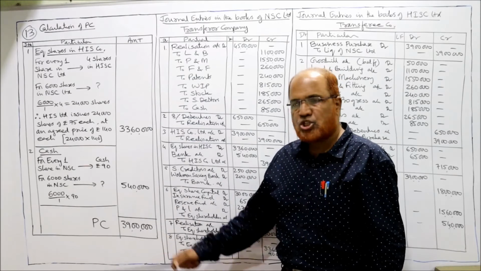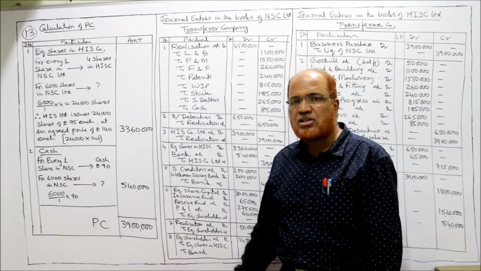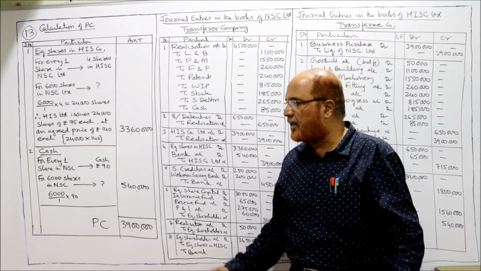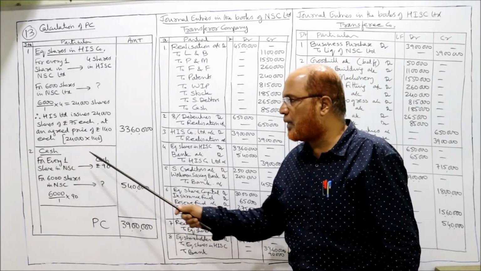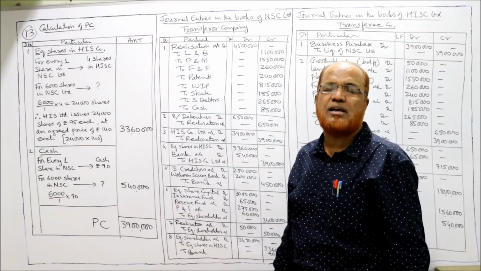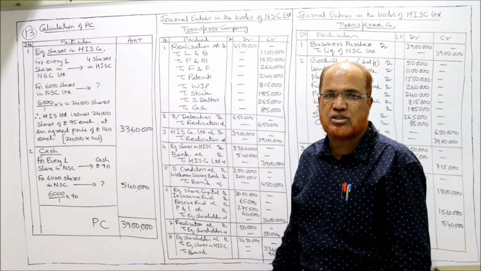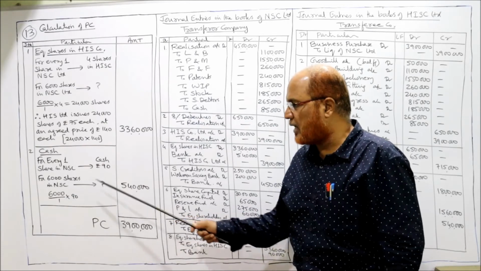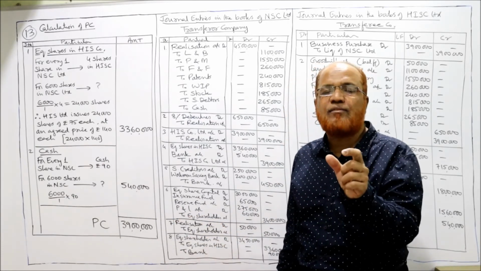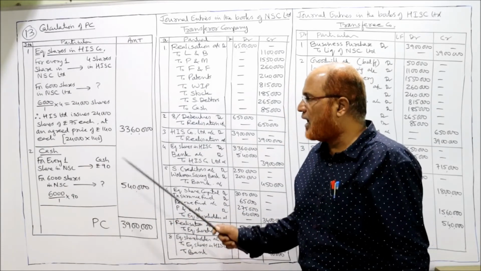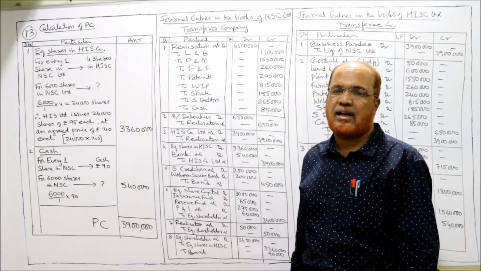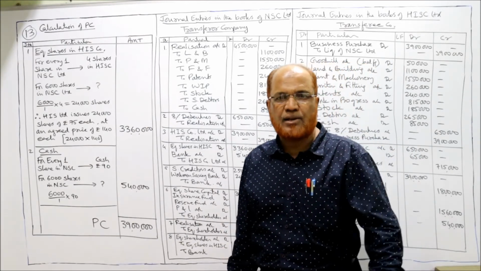National. Cash: for every one share in National Steel Company, Hindustan has agreed to pay cash 90 rupees. On one share, 90 rupees. How many shares are there? 6,000 shares are there in National. So 6,000 by 1 into 90, 5,40,000. So 5,40,000 cash and 33,60,000 shares. The total PC is 39 lakh. This is the calculation of PC.